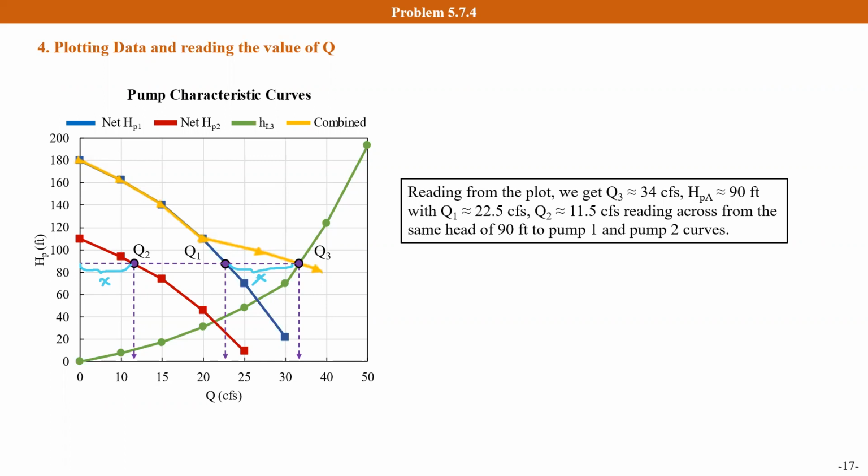And because it is a parallel system, the pump head in each pump should be the same. Therefore, we can draw a horizontal line, and this line intersects with the red line and the blue line. Then we can read the flow rate in pipe 1 close to 22.5 cubic feet per second, and the flow rate in pipe 2 close to 11.5 cubic feet per second.